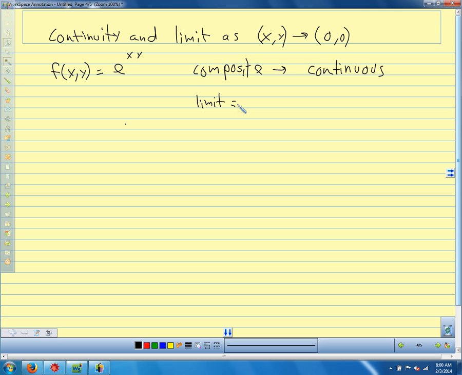What is it? 1. Because it's a composite function, it's continuous where it's defined. This isn't undefined anywhere, and our limit's going to be 1. Let's take a look at what this function looks like.